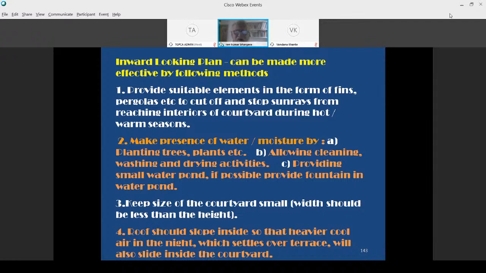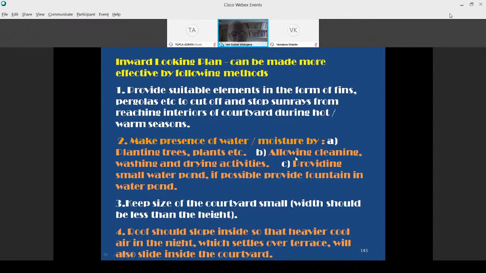Secondly, friends, what we can do is cover this from the top using trellis or pergolas, etc., to cut off sun rays to the extent possible so that this courtyard will not be heated, or will be less heated. Then a small water pond can be provided. If possible, provide a fountain in the water pond.